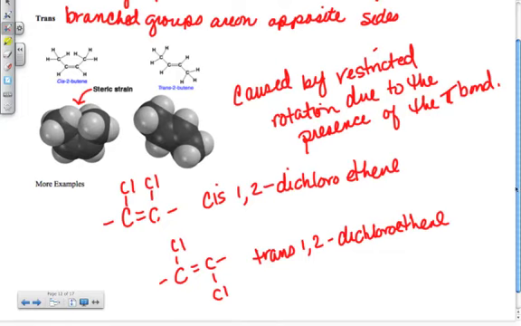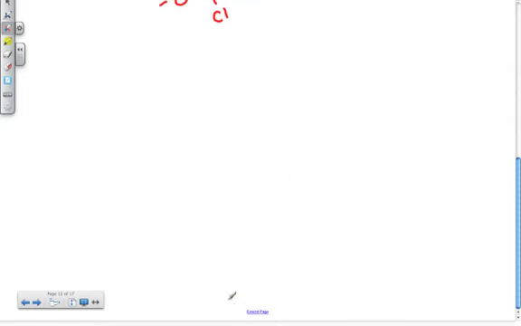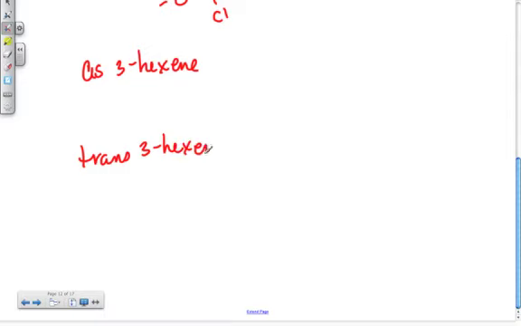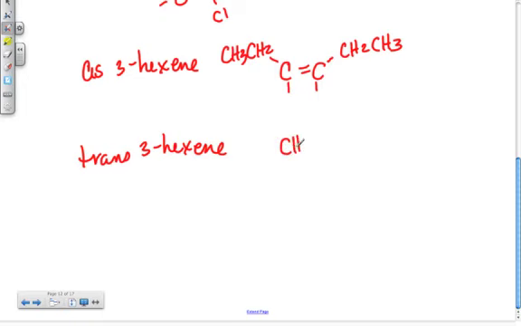And just to give you another look at the way something appears, I can draw cis-3-hexene and trans-3-hexene. So I can do a partial condensed formula here. So CH2, CH3, CH2, CH3. So that's your cis and then your trans.